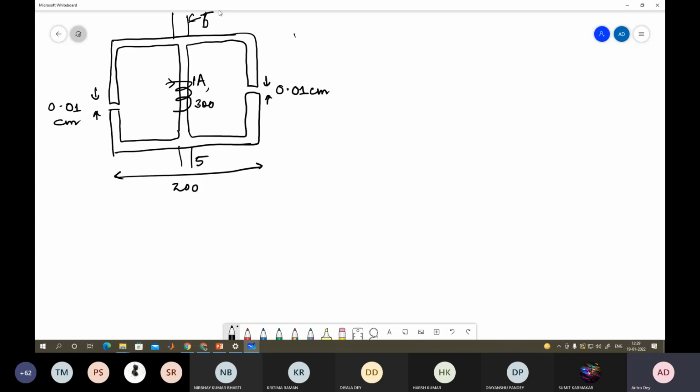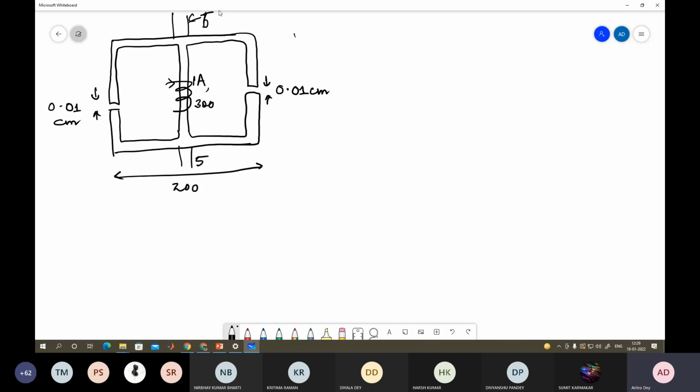So now it is asked what should be the value of mu r for this, what kind of material you will use for this particular magnetic circuit, so that you get 20 milliweber flux in both the air gaps. phi g, air gap flux, equal to 20 milliweber. So that is your problem.